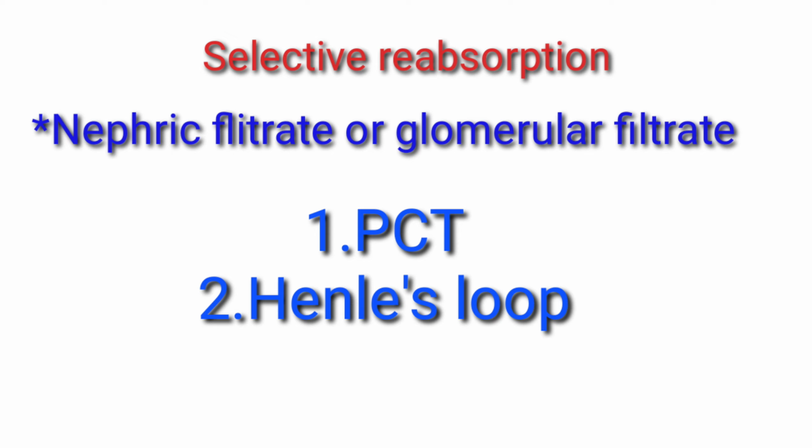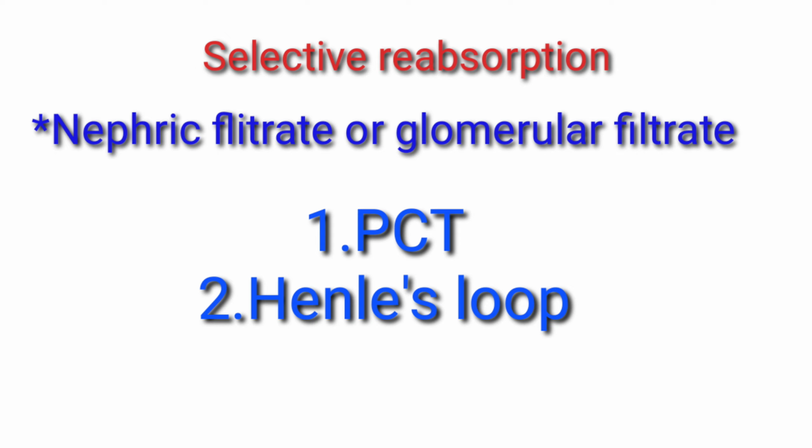Next step of urine formation is referred to as selective reabsorption or tubular reabsorption. Before going through this topic, let us be familiar with one of the terminologies referred to as nephric filtrate or glomerular filtrate. What is nephric filtrate or glomerular filtrate? During the ultrafiltration process, the liquid which has all the filtrate part which has moved from glomerulus to the Bowman's capsule is referred to as nephric filtrate or glomerular filtrate.